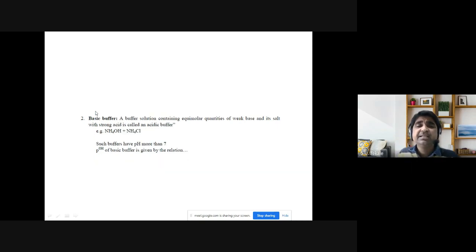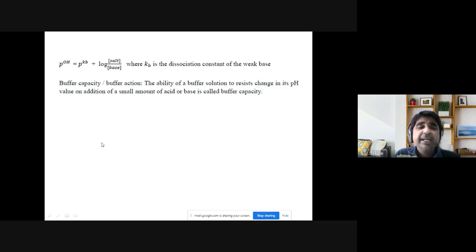And basic buffer is nothing but a buffer solution consisting of equimolar quantities of weak base and its salt with strong acid. Let us consider an example, that is ammonium hydroxide and ammonium chloride. Now the pH of this buffer solution will be in the range of 7 to 14. Actually, pOH is to be considered there because it will consist of quite a good number of OH minus ions. Now the pOH of this basic buffer is calculated by using this relation, that is pOH is equal to pKb plus log of concentration of salt upon base.